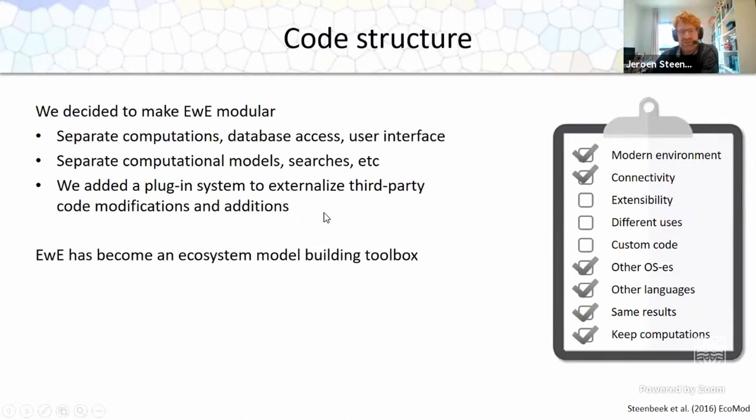As to the code structure itself, we totally ripped Ecopath 5 apart. We separated the computations from the data access, user interface, etc. Everything was as separate as possible. We separated computational models, searches, etc. Everything turned into little building blocks that had as little as possible to do with each other. And we added a plugin system to externalize the addition of external code. I'll show a little bit more what that means, but that basically sets the last few ticks here.